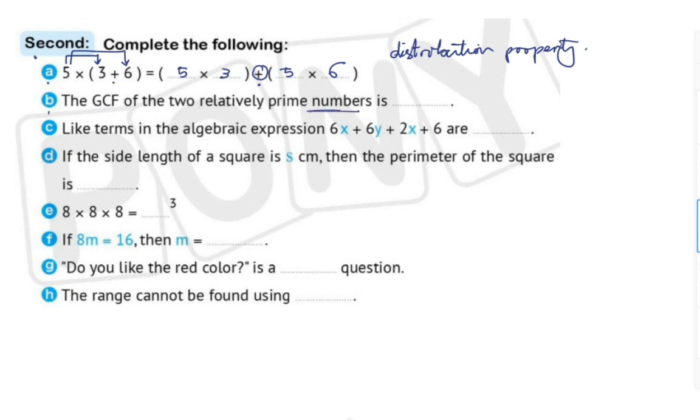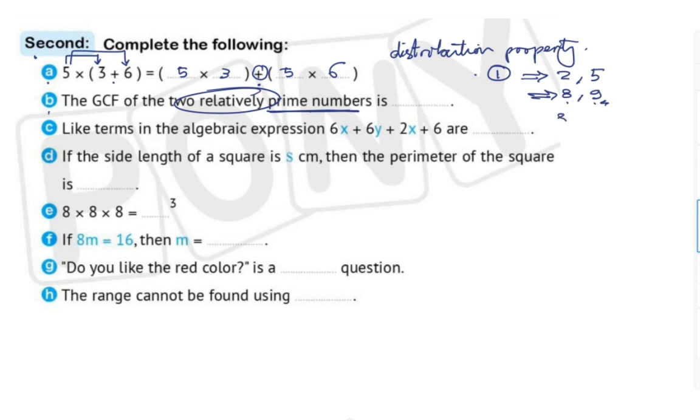Point B, the GCF of two relatively prime numbers. You know what prime numbers are, right? Prime numbers like 2 and 5. But what are relatively prime numbers? Relatively prime numbers like 8 and 9. Why? Look with me. 2 and 5, what's the GCF of any two prime numbers? The GCF is 1. But 8 and 9, why do I call 8 and 9 relatively prime numbers? You know that 8 is not a prime number, and 9 is not a prime number.